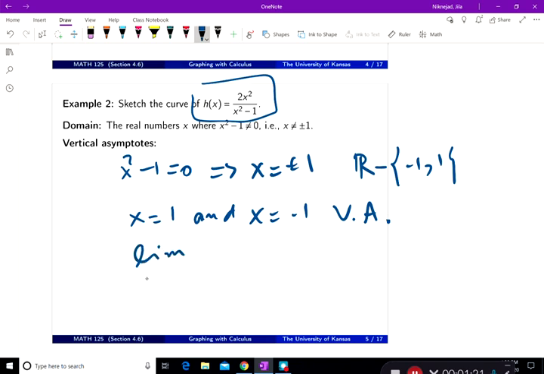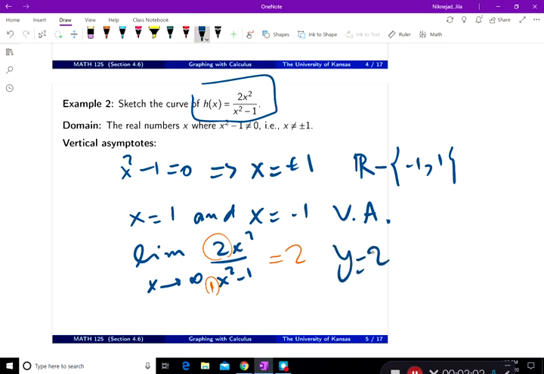Let's look at that. The limit as x goes to infinity of 2x squared over x squared minus 1. We know from before that it's going to be the ratio of the leading coefficients, if the degree of the top polynomial and the degree of the bottom polynomial are the same. What's the coefficient here? 1, so it's going to be 2. So y equal to 2, and the same thing works for positive infinity and minus infinity. Y equal to 2 is a horizontal asymptote.